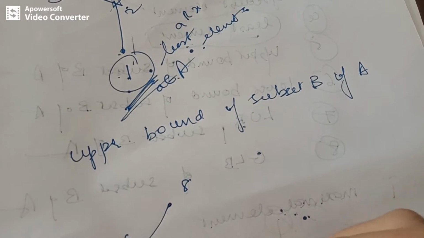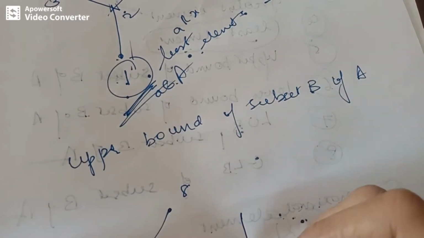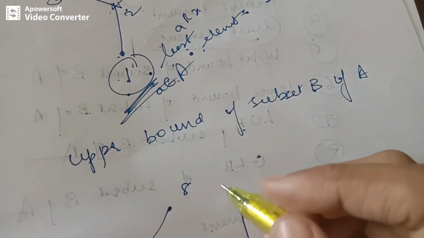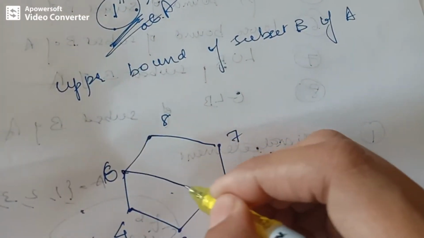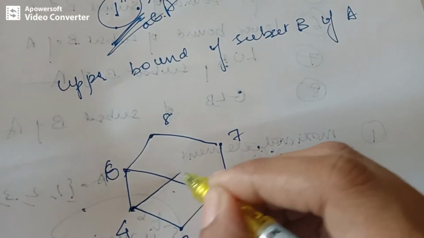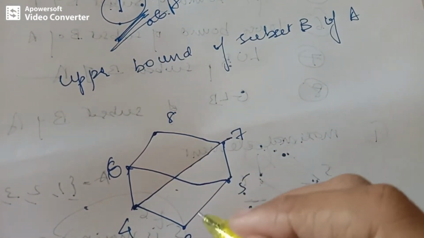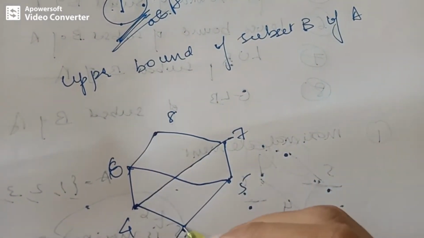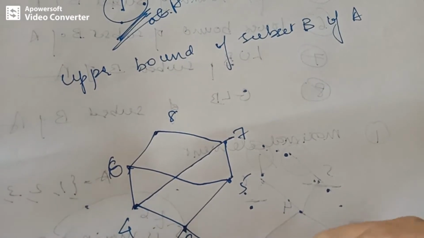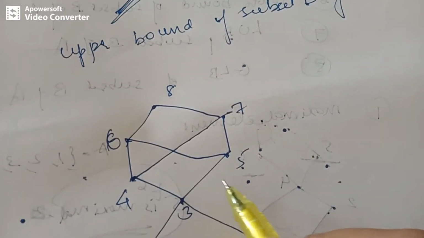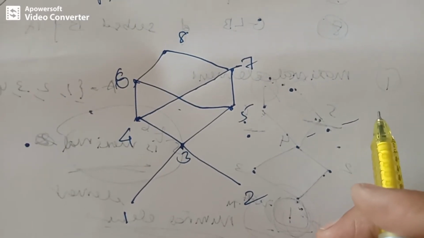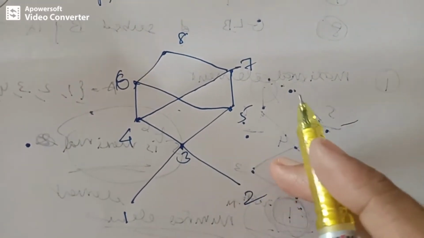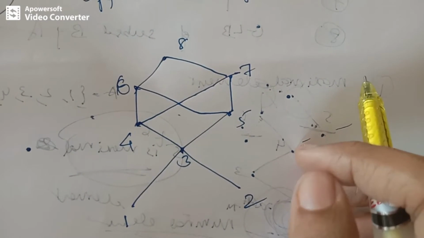So this is 3, this is 5 and this is 7, this is 8. So let's take this Hasse diagram. 4 is related to 7, 5 is related to 6, and then 1 is related to 3 and 2 is related to 3. So this is a Hasse diagram now. So let's consider this Hasse diagram and decide what should be the upper bound of subset B of A.